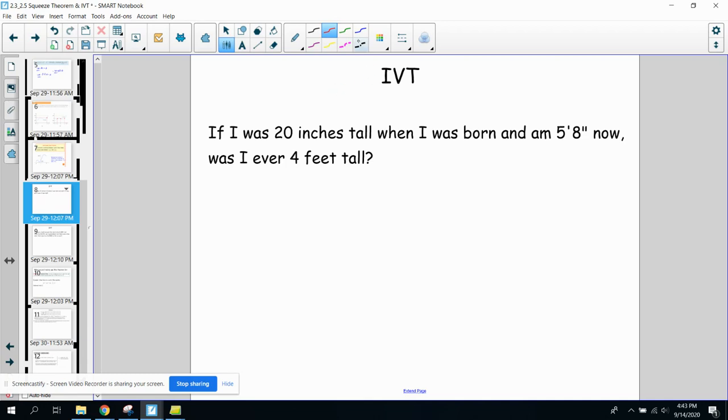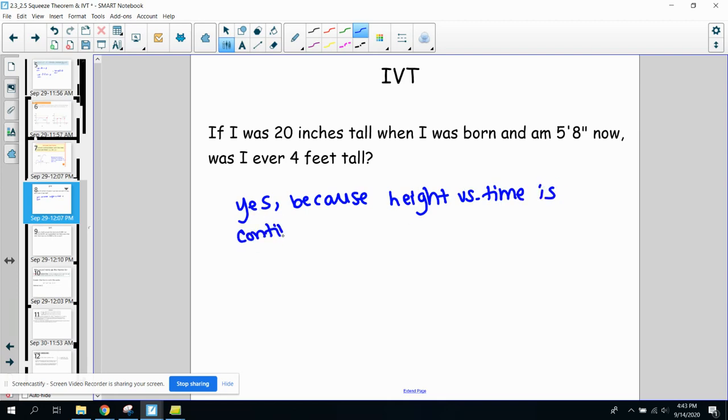So yes, there is a point where you'll be 4 feet tall, and I'll write this out, but we can also talk about it. So yes, and we want to make sure that we're explaining why. I'm going to say because height versus time, which is what this graph would be if we were graphing it, is continuous. And then we can just say that I was 20 inches and am now 5'8". At some point between birth and now, I was 48 inches tall.